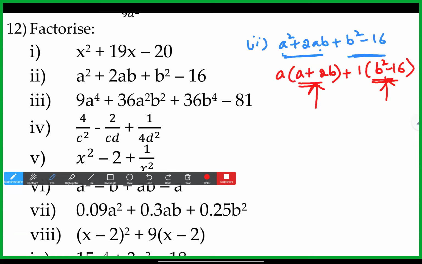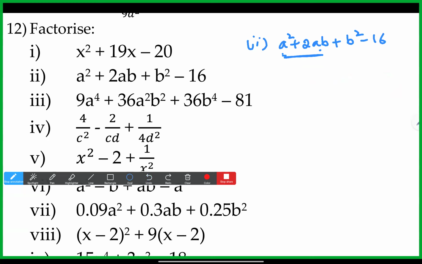Are you fully concentrating here? Yes, sir. But here, you see, we didn't get any common factor. That's why this method is not possible for it. Then how to do it? If you observe the first 3 terms, Maisha, a square plus 2ab plus b square. What is a square plus 2ab plus b square?